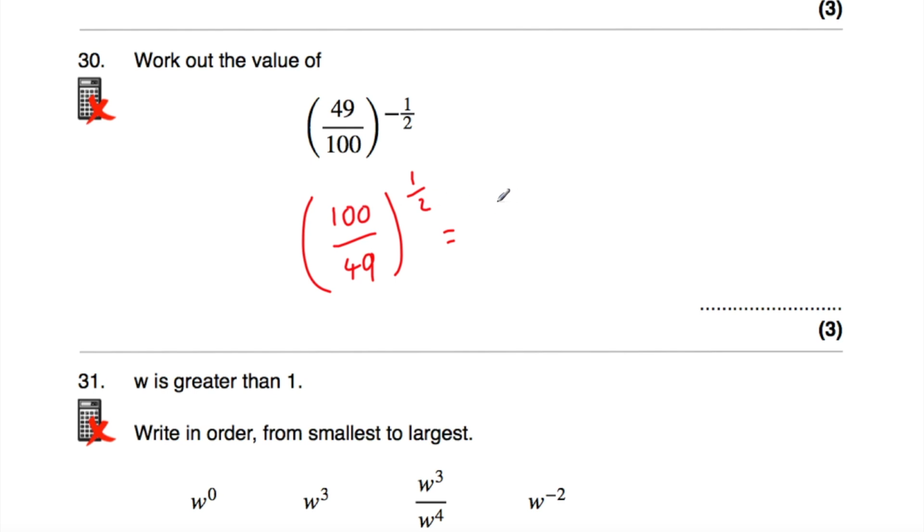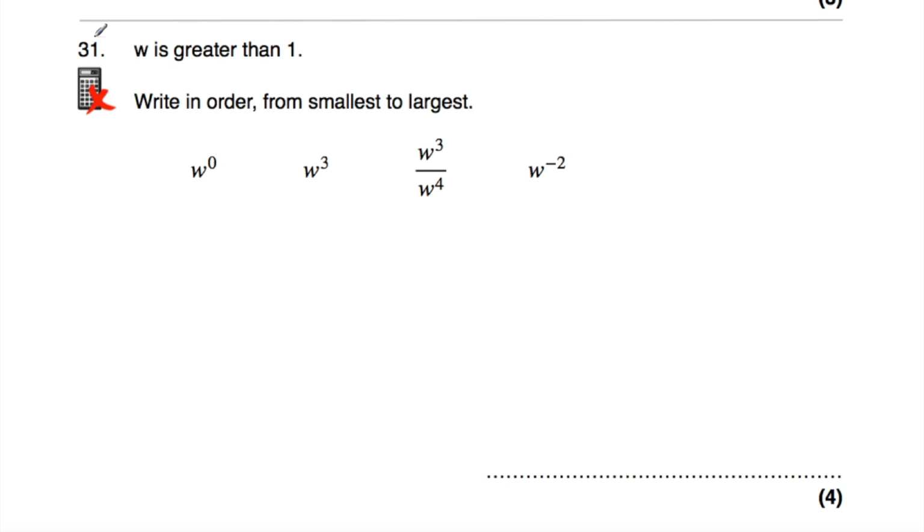So the square root of 100 is 10, and the square root of 49 is 7. So the answer is 10 sevenths. And we could write that as a mixed number if we wanted to, but I'm just going to leave it at that, 10 sevenths. Okay, so let's have a look at our next question, question number 31.